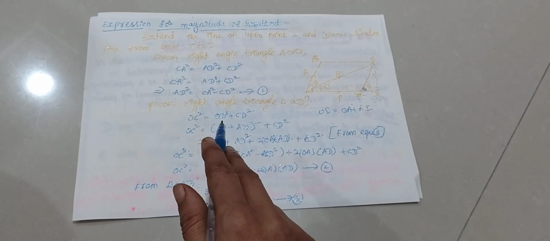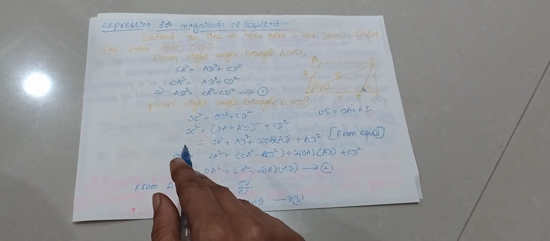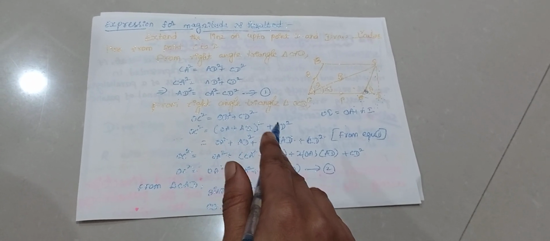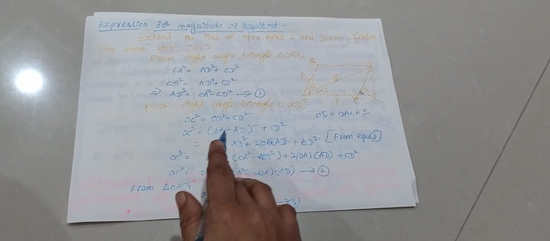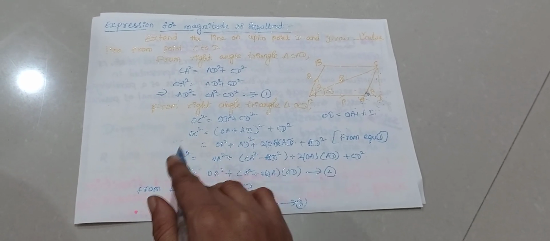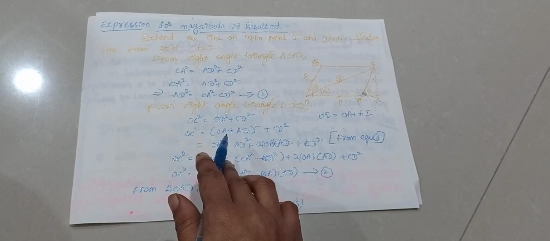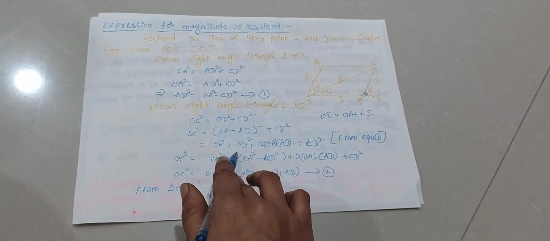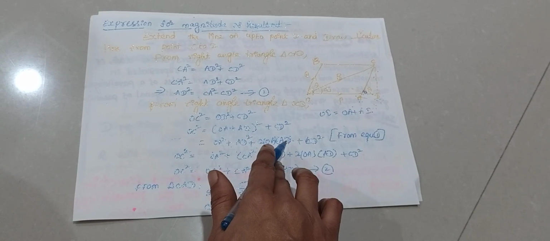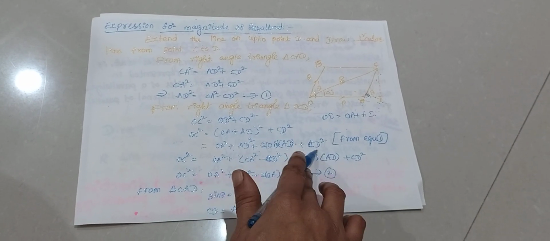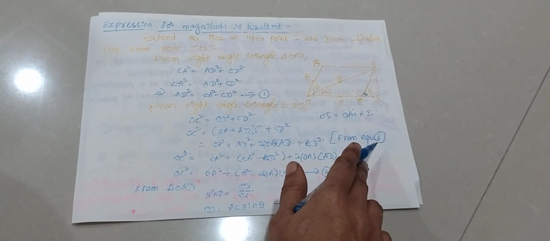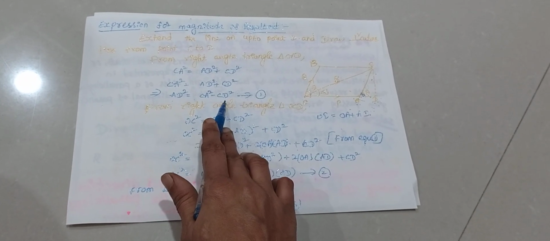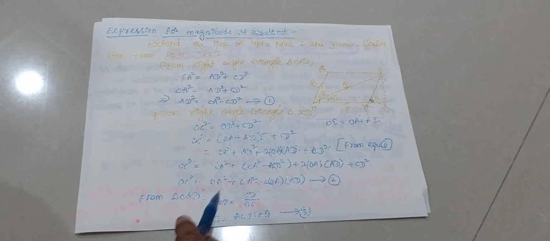OC square is equal to OD square plus CD square, which means OA plus AD whole square plus CD square. Here this is the A plus B whole square form. Already we know that it is A square plus B square plus 2AB. Now OA square plus AD square plus 2 OA into AD plus CD square. From equation 1, AD square is equal to CA square minus CD square. This is equation number 1.